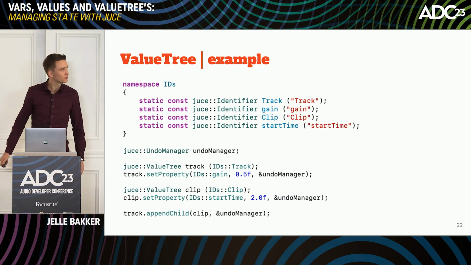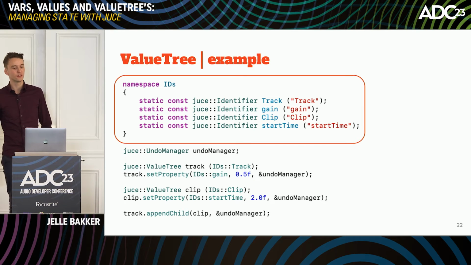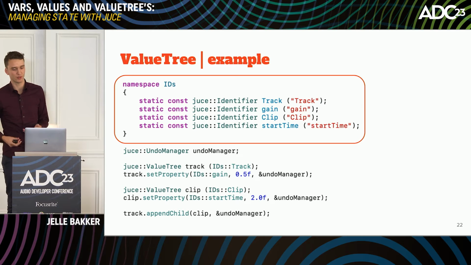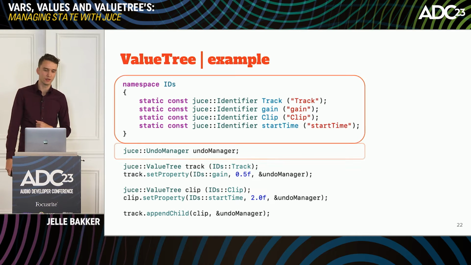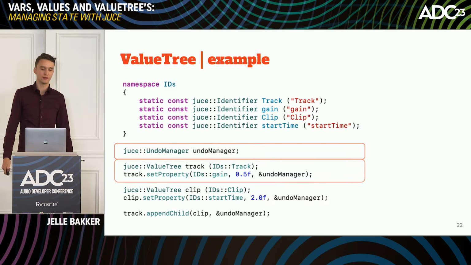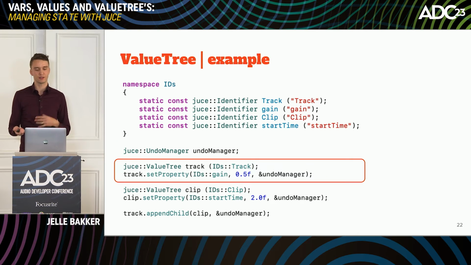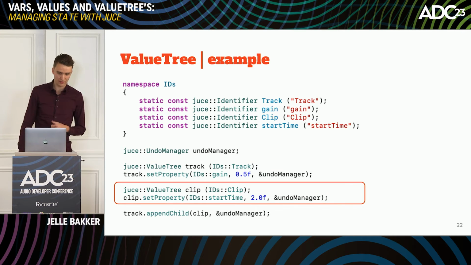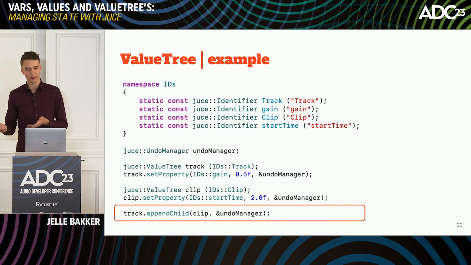So yeah, a quick example of ValueTree. You first define your IDs. Every type of ValueTree and property is identified with a JUCE Identifier. It's basically a string, but a more optimized string that can easily be compared. And then you can create your undo manager. This is an example of how to create a track and assign a property gain to the track. You can see when we assign the gain, we also pass the undo manager. For clip, the same thing, and then you can add a clip to a track.